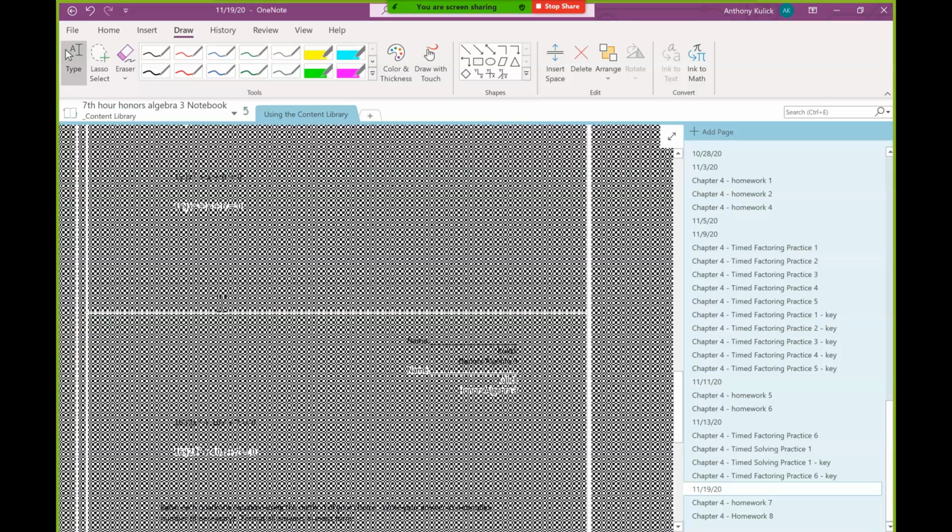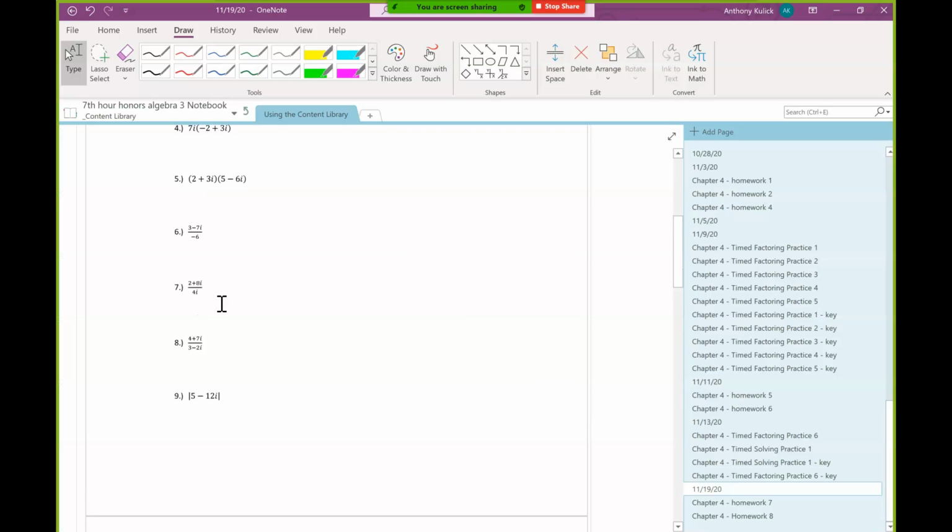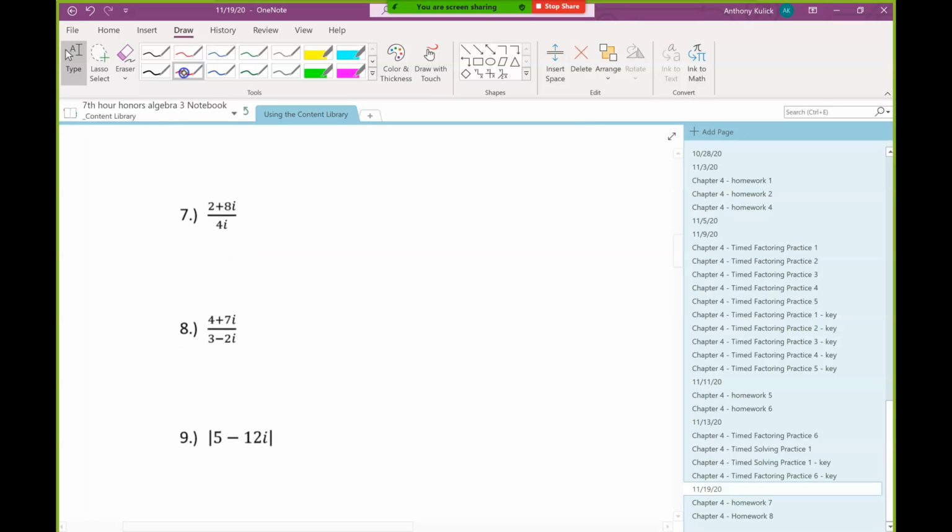All right, so number 8 on homework 6 was this division of complex numbers problem. When we have a fully complex number in the denominator, something that's got a real part and an imaginary part like this one, where the 3 is the real part and the 2i is the imaginary part, the trick is we're going to multiply the top and bottom by the conjugate of that denominator.